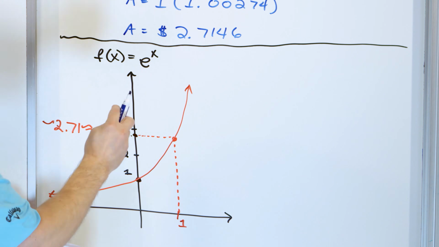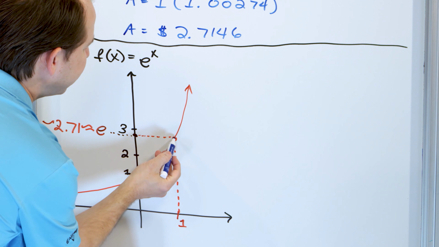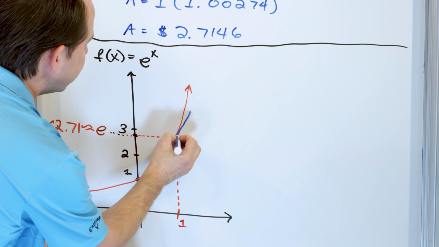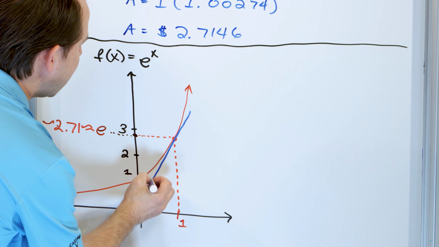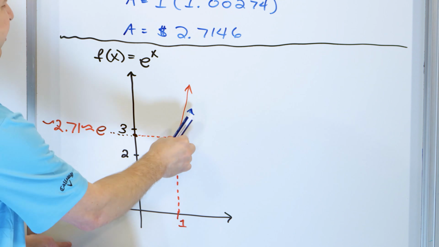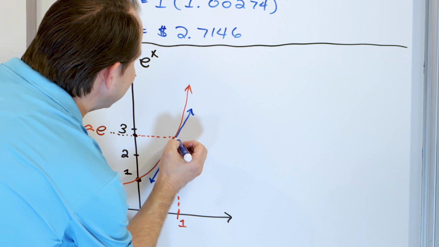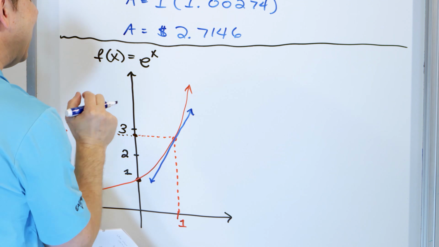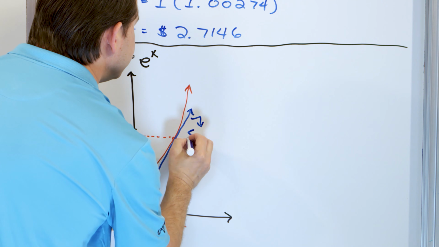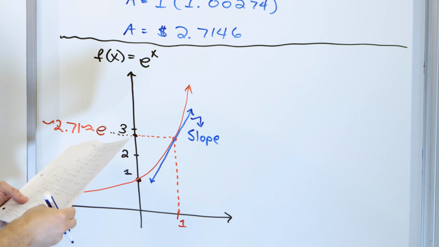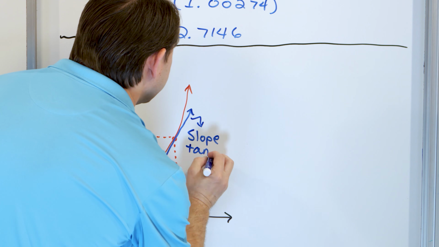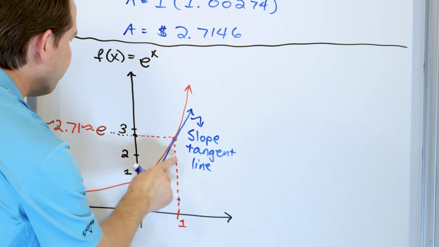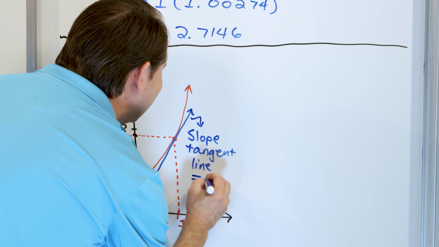Now, the way you figure out the slope of this curve, if you want to know the slope right here at this red dot, is you draw a line tangent to it. Tangent just means that it touches the red curve only in one spot, only at this dot right here. So what this very special function e to the x does is the slope of the tangent line at this point right here is equal to e.